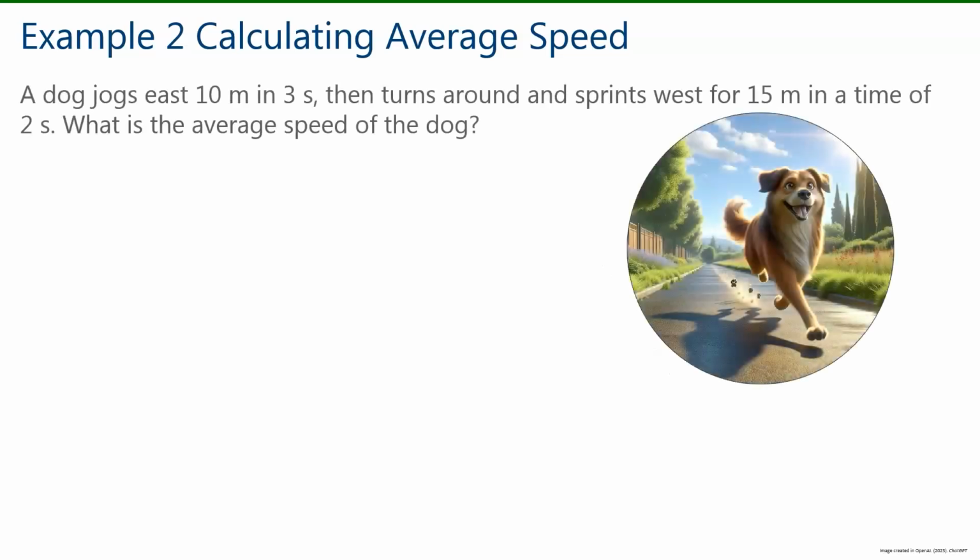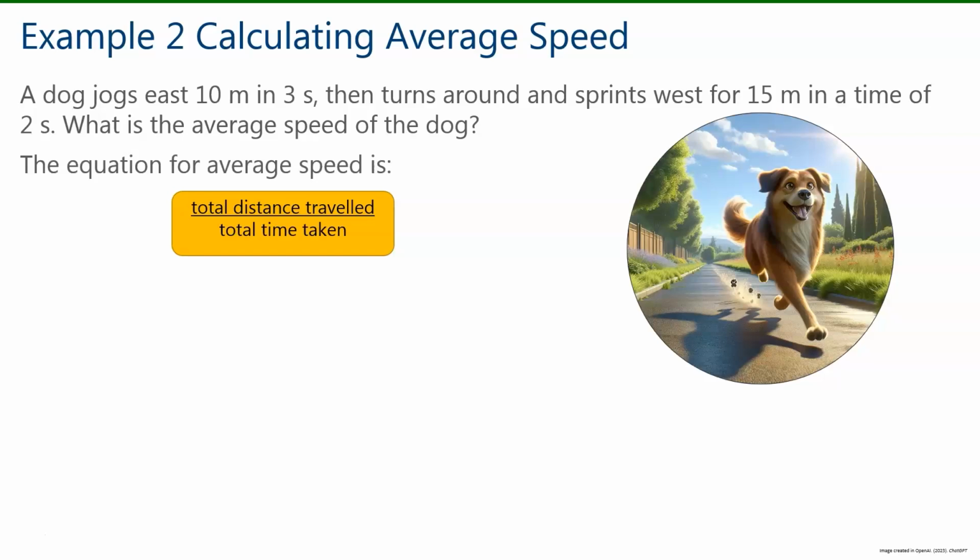Let's look at another example. A dog jogs east 10 meters in 3 seconds, then turns around and sprints west for 15 meters in a time of 2 seconds. What is the average speed of the dog? The equation for average speed is total distance traveled divided by total time taken.